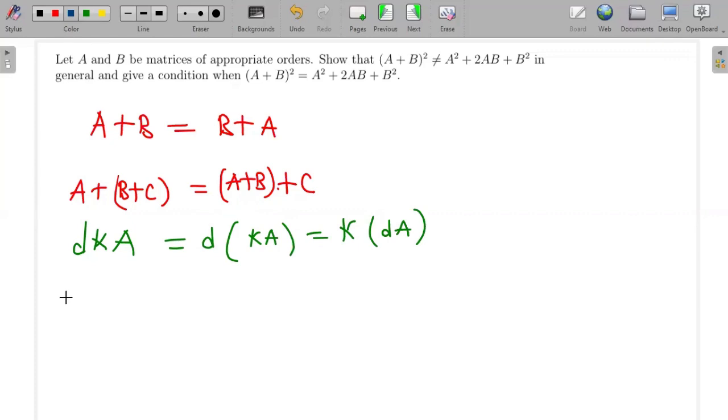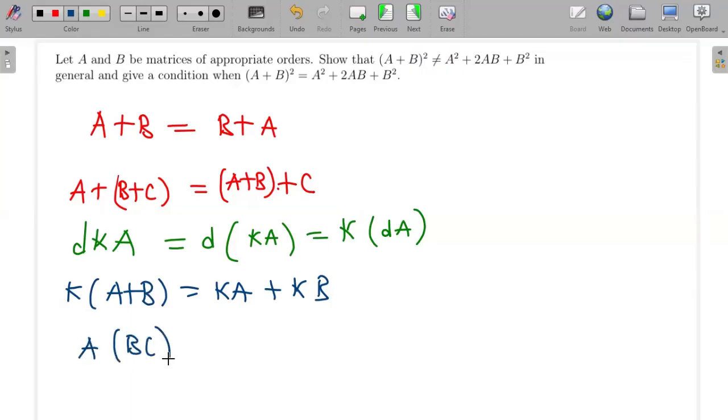The other property is that if I have a constant outside A plus B, then I can simply distribute the constant to the A and B. So that will just be KA plus KB. This is called the distribution property. I can distribute a constant over the summation of two matrices. The other one that I want you to pay attention to is that A multiplied by (BC) in brackets is the same as (AB) multiplied by C.